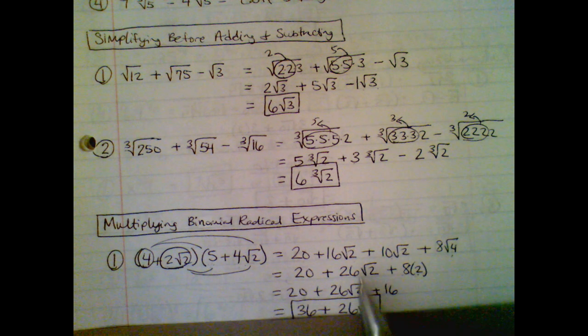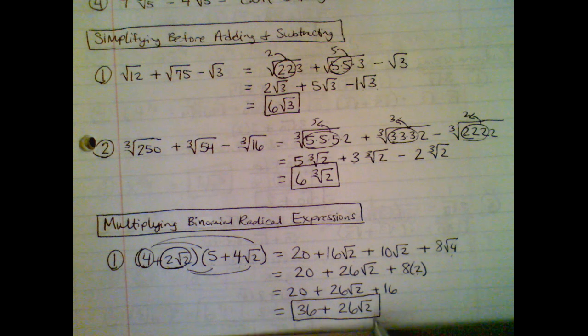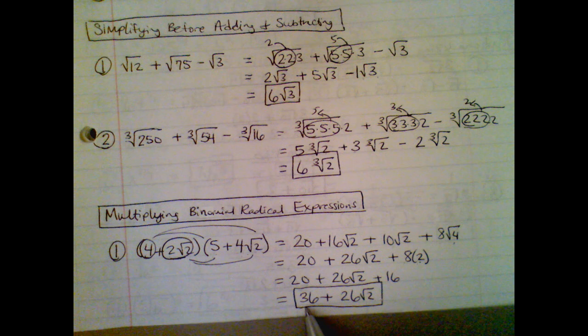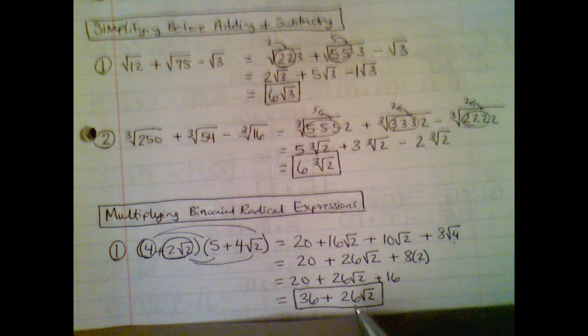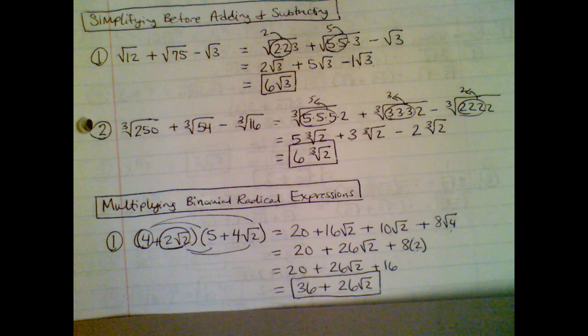And then this 6 square root of 2 plus 10 square root of 2 are like terms, so we can go ahead and combine those. 16 plus 10, we get 26 square root of 2. And then this 16 and this 20, we get 36. They're like terms. From here, 36 and 26 square root of 2 are not like terms, so that is our final answer. Let's do another one of these.